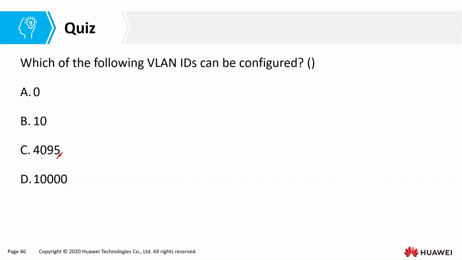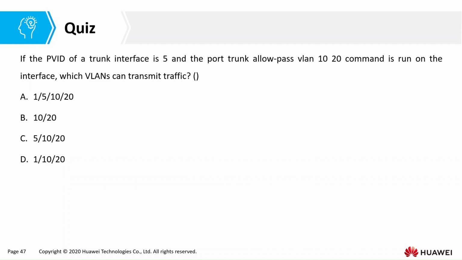If the PVID of the trunk interface is fine, this one we already mentioned just now. So now they just devise the question. It's 10 and 20. That means you only allow 1, 10 and 20 to pass through. So the answer will be the one with 1, 10 and 20.